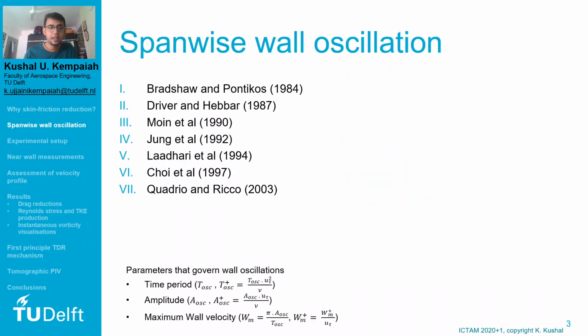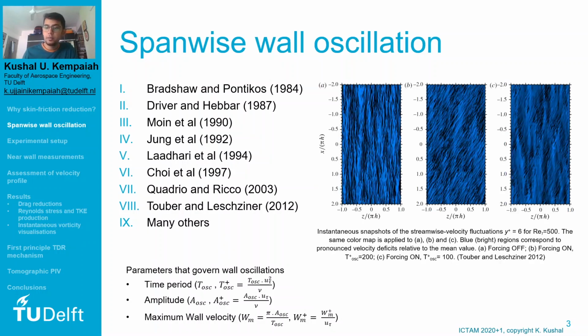More recent DNS studies by Touber and Leschziner in 2012 at a Reynolds number of about 500 showed that when the wall is oscillated at a T plus of about 100, the streamwise velocity fluctuations lose their alternating spanwise streaky structure that can be seen in A. The main motivation for our study was that high resolution full field experimental data was not available, and to better understand the flow physics of what the spanwise oscillating wall does to the turbulent boundary layer.